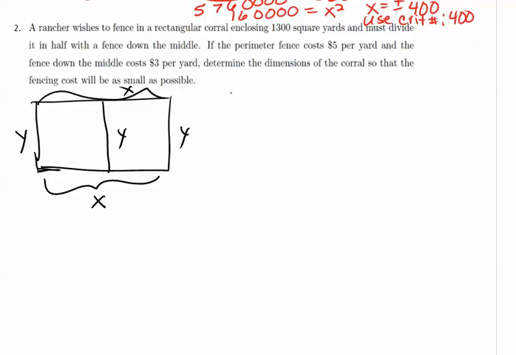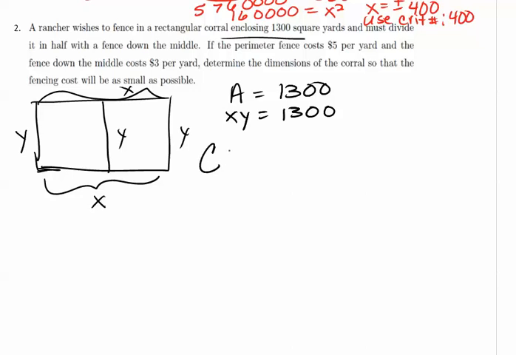All right, so in this problem it seems like we're given some information we don't need. That is that the area is equal to 1,300. So the area, x times y, would give us 1,300. Maybe write this, and that might be useful to us for substitution into our cost function.